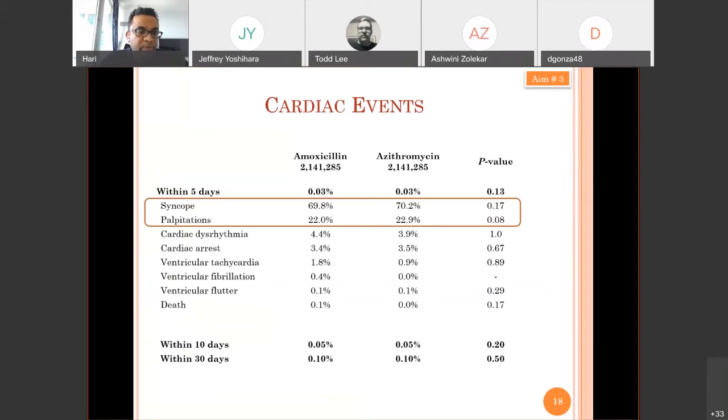The overall occurrence of cardiac events as an overall category was 0.03% at 5 days, 0.05% at 10, and then 0.1% at 30 days. So it's just very rare that these patients experience cardiac events. So 0.03% translates to about 3 to 4 events per 10,000 patients who are treated with azithromycin or amoxicillin.